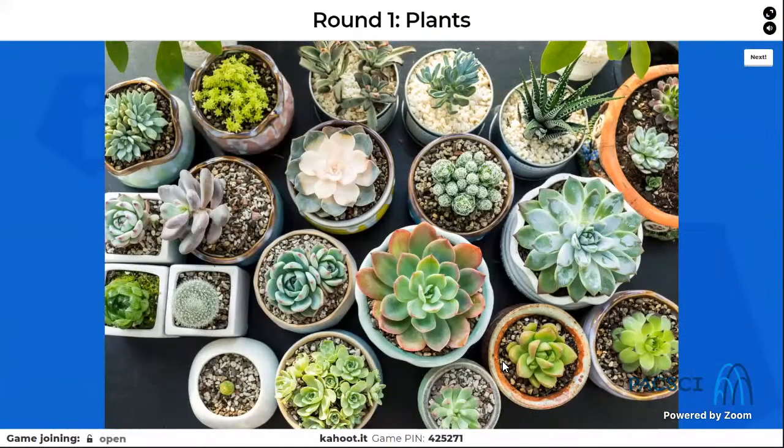All right, so this first set of questions is about plants. And luckily, this first image is all plants that I know that I can't kill because they're all really hardy succulents. So that's good. So we're going to go to that first question and get started. Make sure you've got your Kahoot app. Again, you've got 30 seconds to answer.